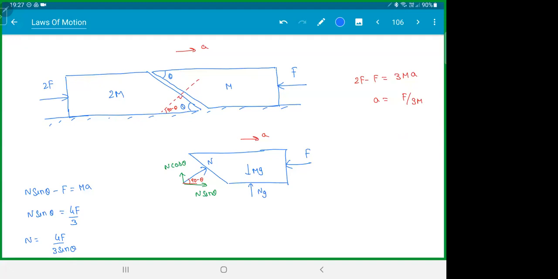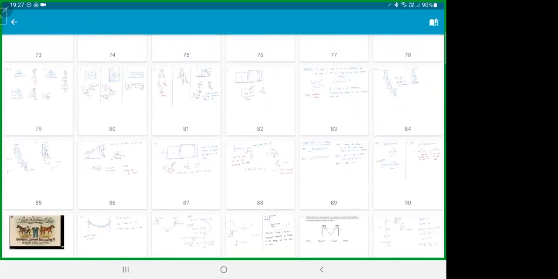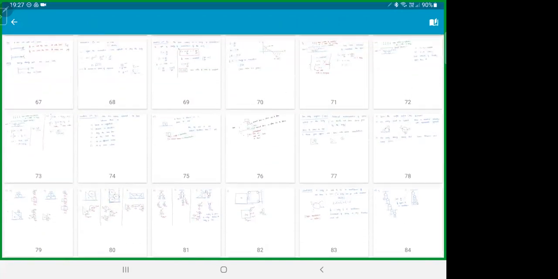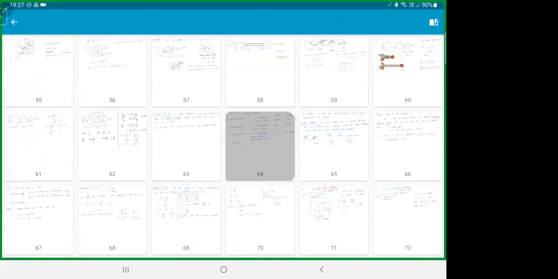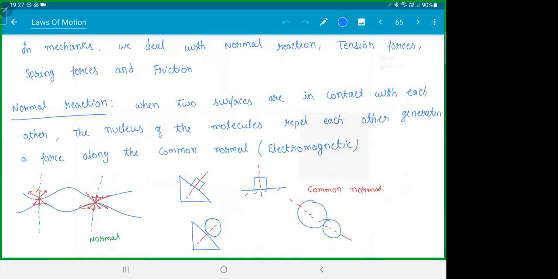Why do you take the normal at an angle? Why not parallel? The normal reaction is always along the common normal, right? Isn't that the statement, Aryan? The normal reaction, normal. Normal means what? Perpendicular to the surface, isn't it? Here. Normal. Force can't be parallel. That should be friction.